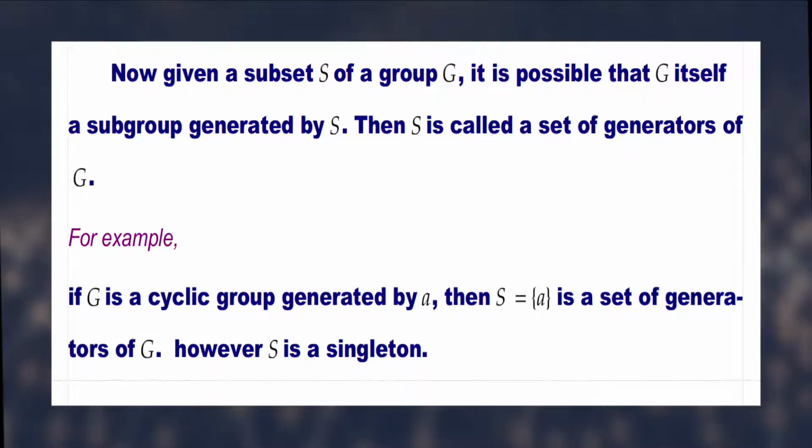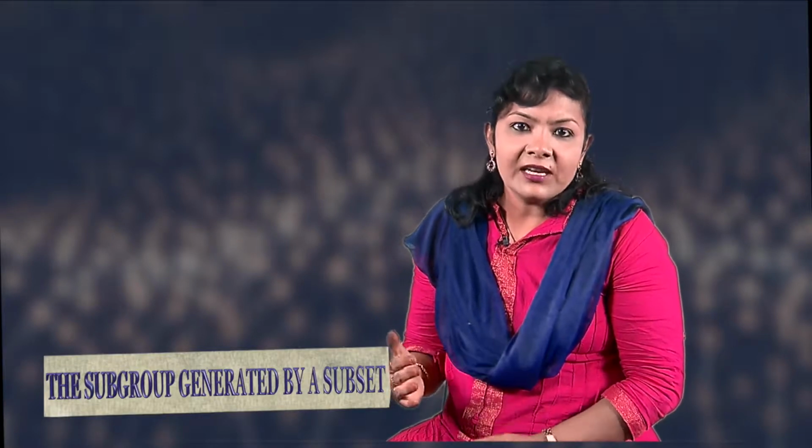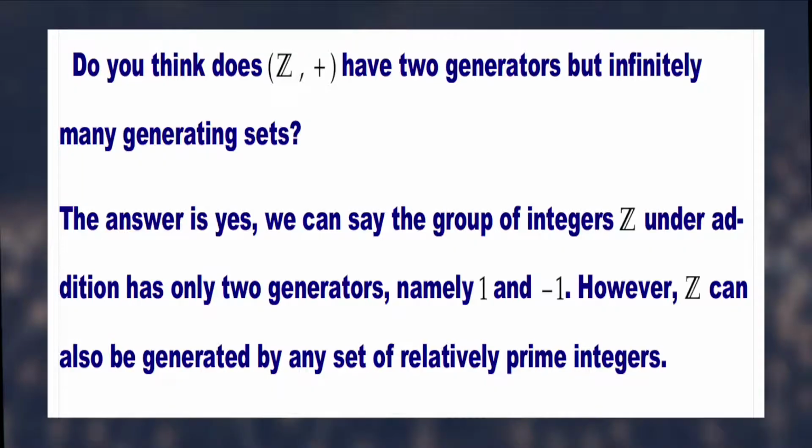For example, if G is a cyclic group generated by a, then S equal to the singleton set {a} is a set of generators of G. Here, however, S is a singleton. Let's have a small discussion in the group of integers under addition about its generating sets. Do you think Z under addition has two generators but infinitely many generating sets?